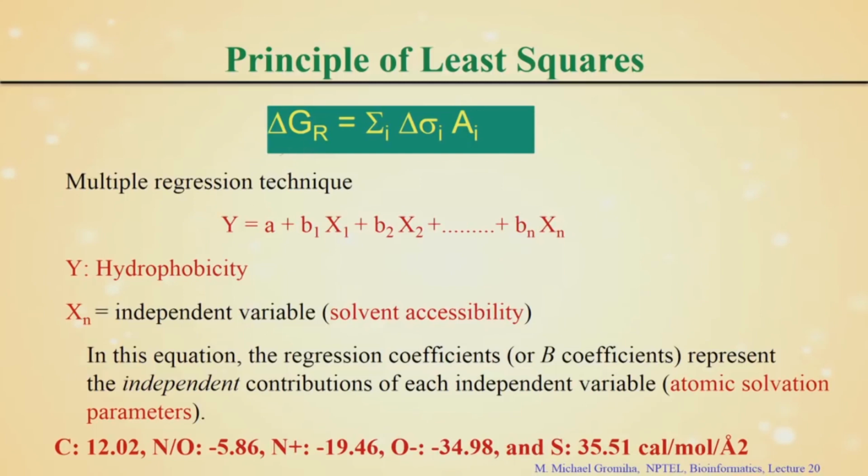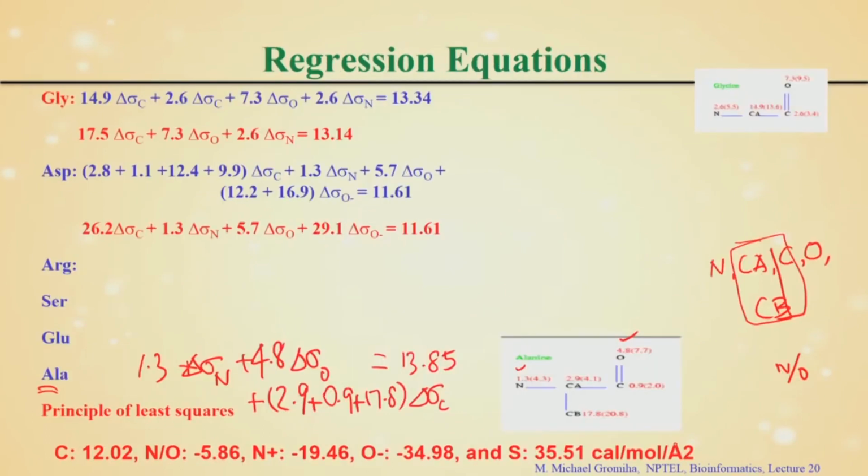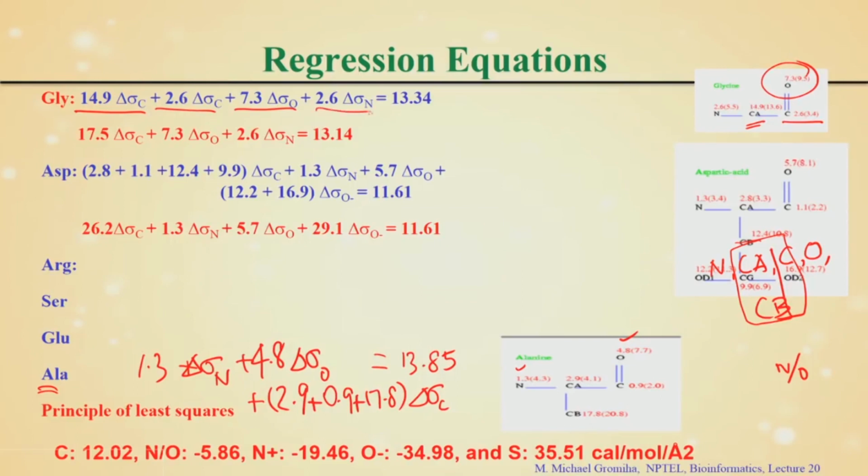Here y is the hydrophobicity, and delta sigma I are the parameters that we need to identify, the b1, b2 and all these things, and ai is the solvent accessibility. So, you need to calculate the coefficients b. For the alanine we get this one. For the glycine, if we see, this is the C, 14.9 delta sigma C, and 2.6 is also C, and O is 7.3, so 7.3 O, and N is 2.6, 2.9 sigma N.